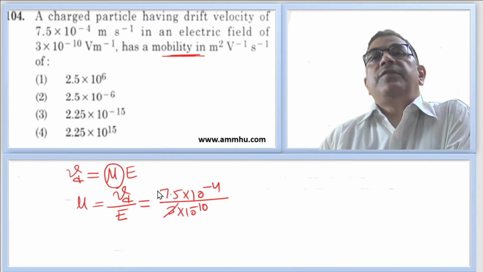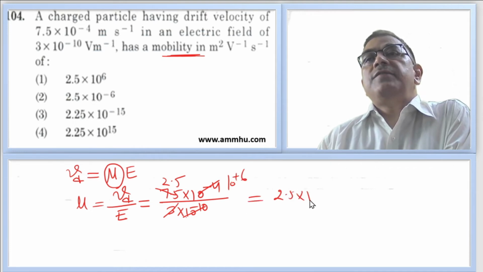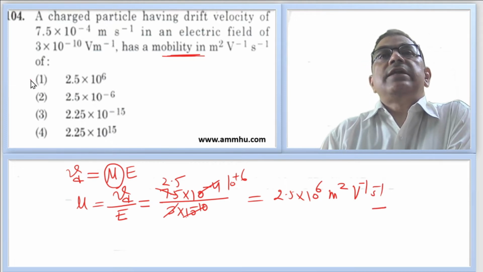Solve it. Now as we solve it, this is 2.5 and this is 10 raised to the power 6 plus 6, so this is equal to 2.5 times 10 to the power 6, and the unit we already know. This is meter square, volt inverse, second inverse. So the answer A is correct.